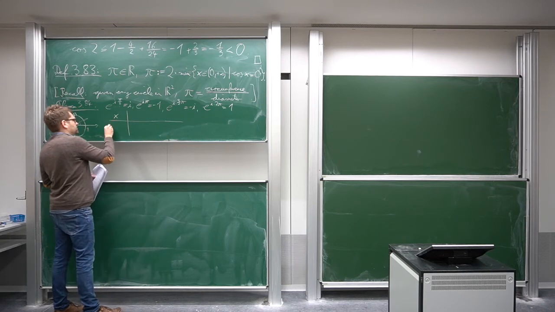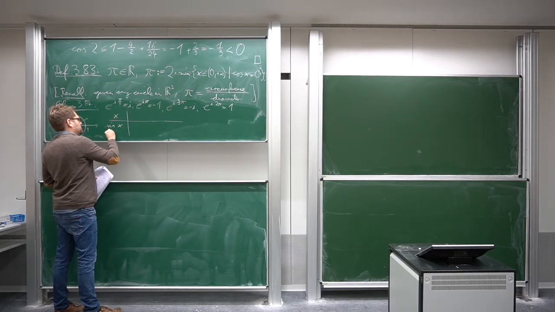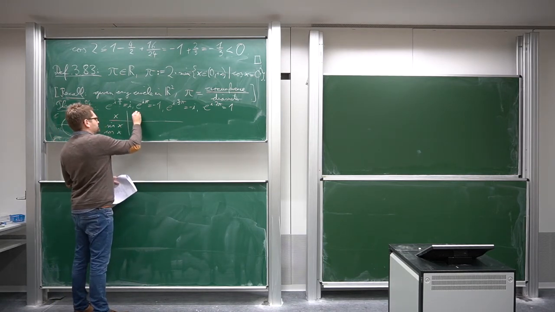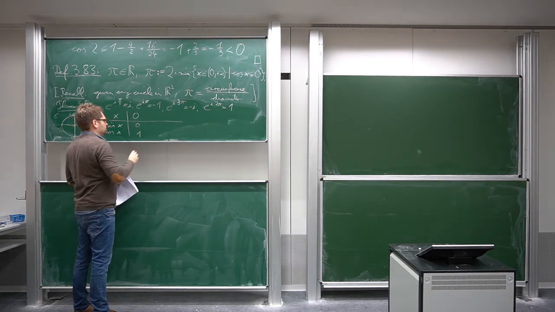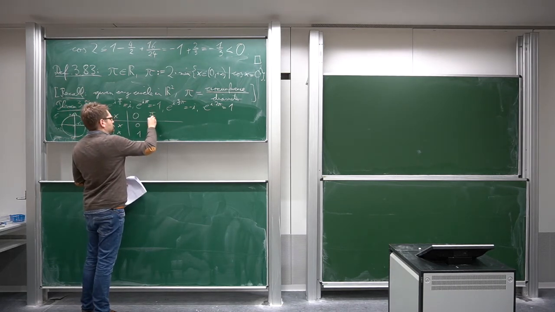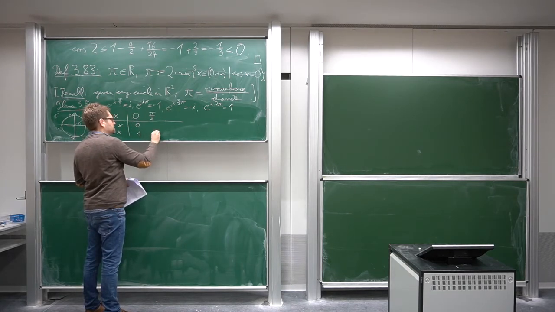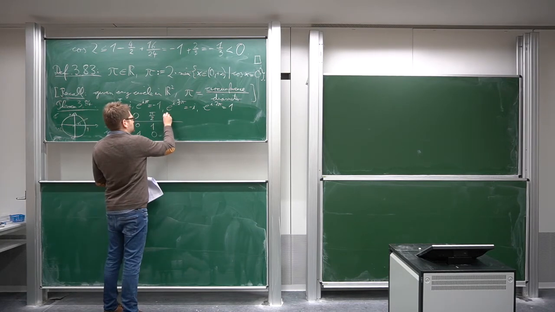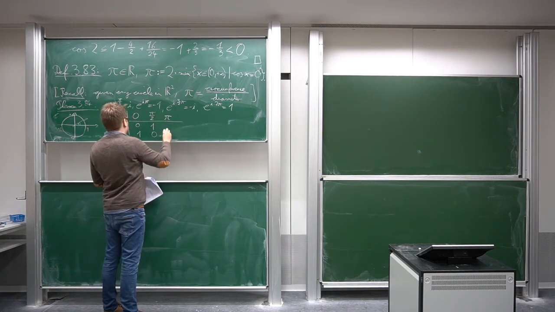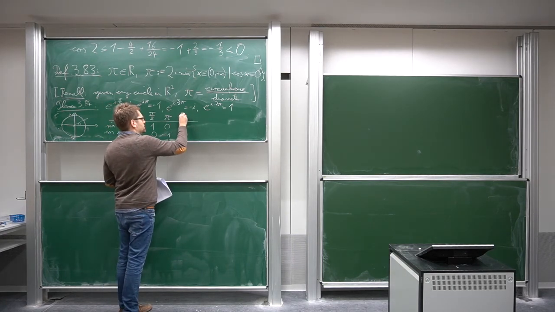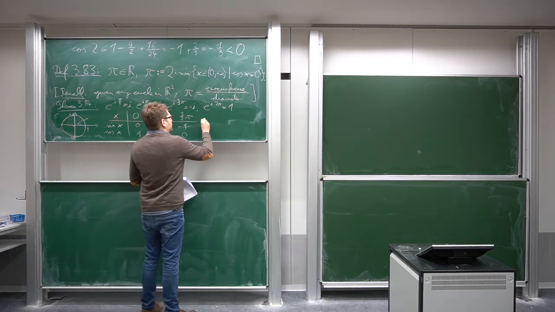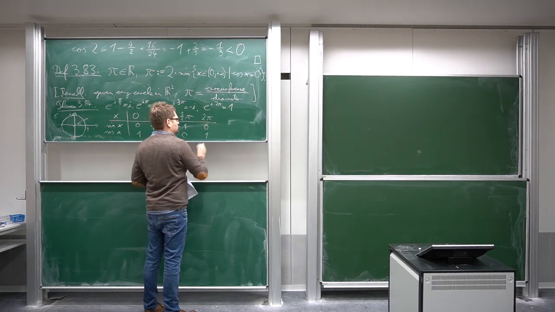Let me just make a quick table here: sine x, cosine x. If x is 0, we've seen that sine is 0, cosine is 1. Now at pi over 2, this is i, so the real part is 0, the imaginary part is 1. At pi, we get -1, so the real part is -1, the imaginary part is 0. Here it's minus i, so the imaginary part is -1, and the real part is 0. And finally, at 2 pi, we have again real part 1, imaginary part 0.